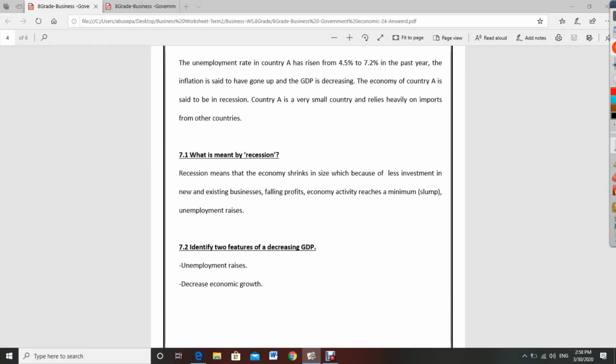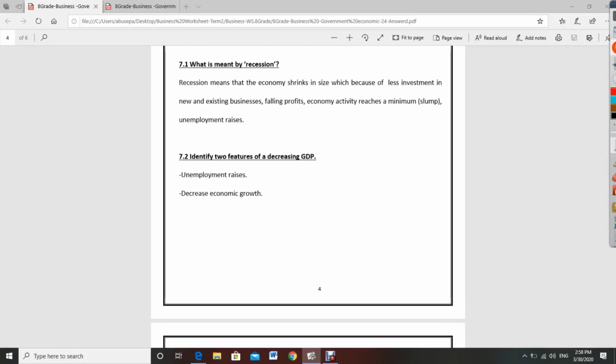Question number 7.1. What is meant by recession? Recession means that the economy shrinks in size, because of less investment in new and existing business, falling profits, economic activity reaches a minimum slump, unemployment rises. Question number 7.2. Identify two features of decreasing GDP. Unemployment rises, decrease in economic growth.